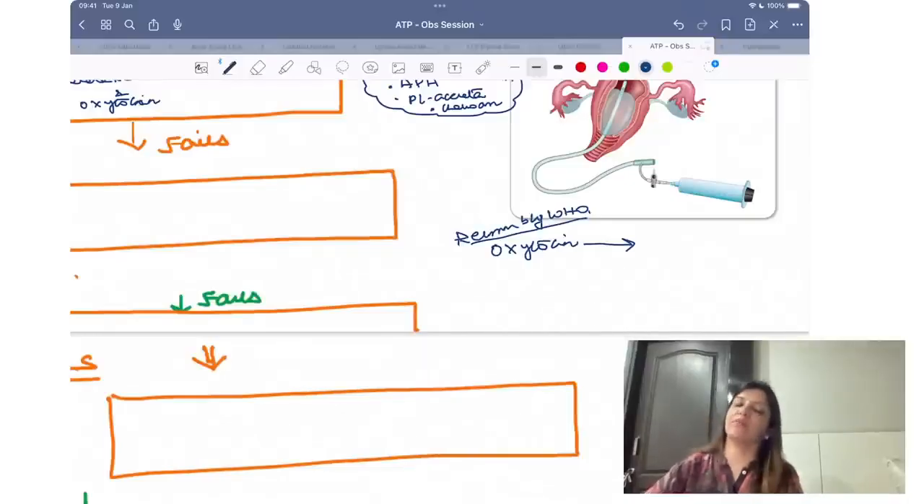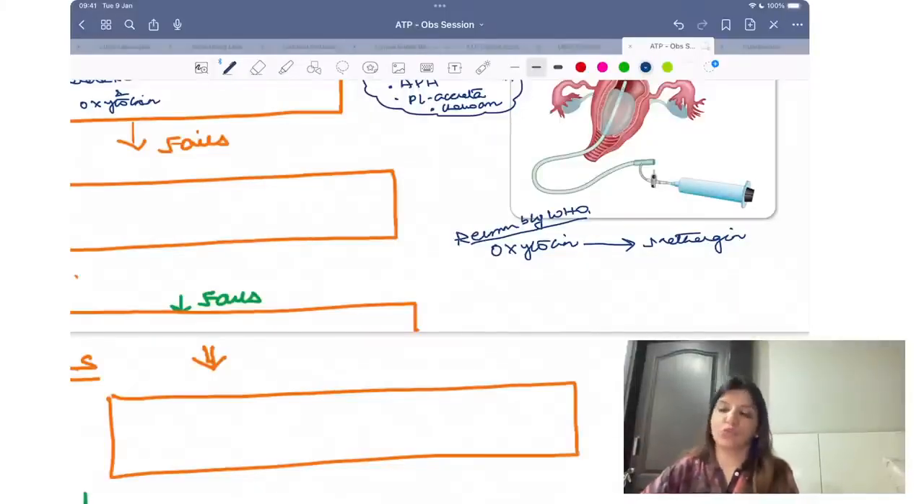Prachi, yes, the large bore IV cannulas are cannula number 14 and 16. Very good. Now tell me, after oxytocin which drug will you try? If oxytocin fails, which drug are you going to try? You are going to try methergin. That is methyl ergometrin.